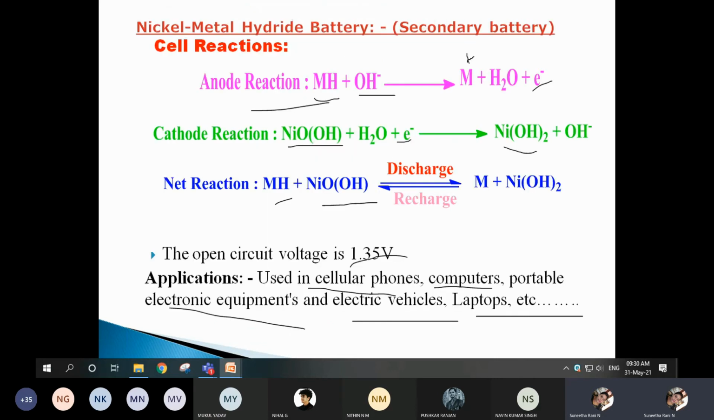And after that, you have to write neatly the reactions. Each reaction carries 1 mark. Sometimes it is 2 marks and frequently it is given 3 marks for the reactions, and applications carry 1 mark. Clear? Like this, the marks are distributed, and it will be asked for 6 marks or 8 marks for the nickel metal hydride battery. Is that clear to everyone? Anyone who did not understand?